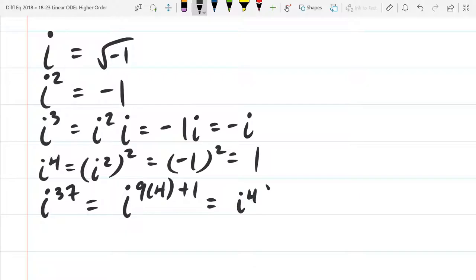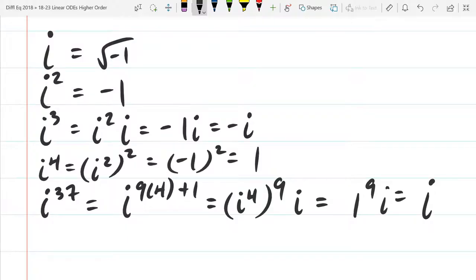So it's i to the 4th, to the 9th, times i to the first power. So 4 times 9 is 36, and then one more is 37. The reason we did this is because i to the 4th is 1, and 1 to the 9th power is 1. So you can break down high powers of i like this.